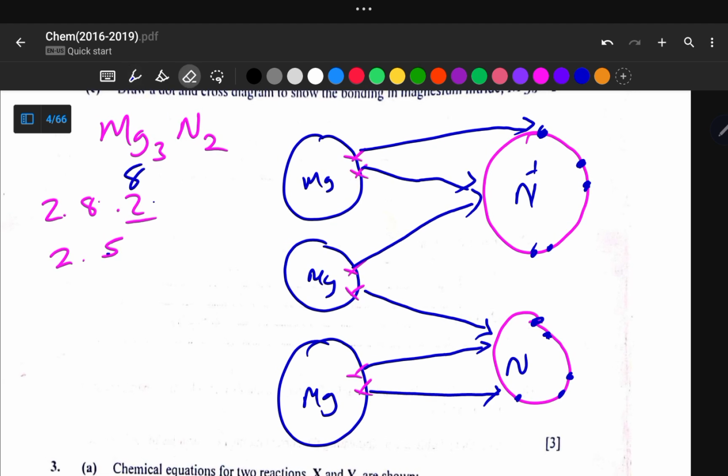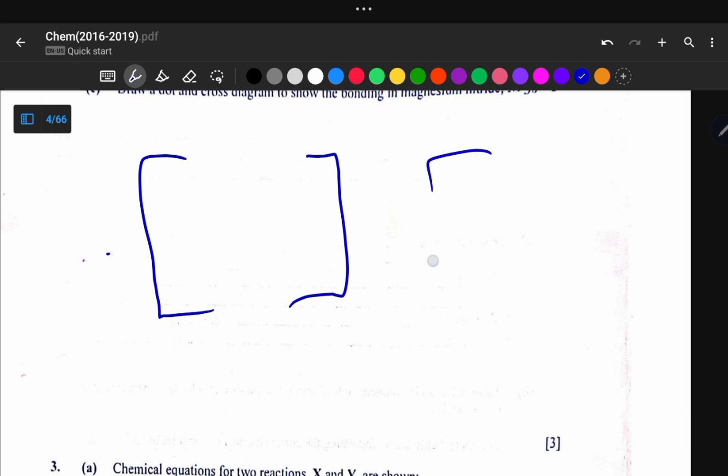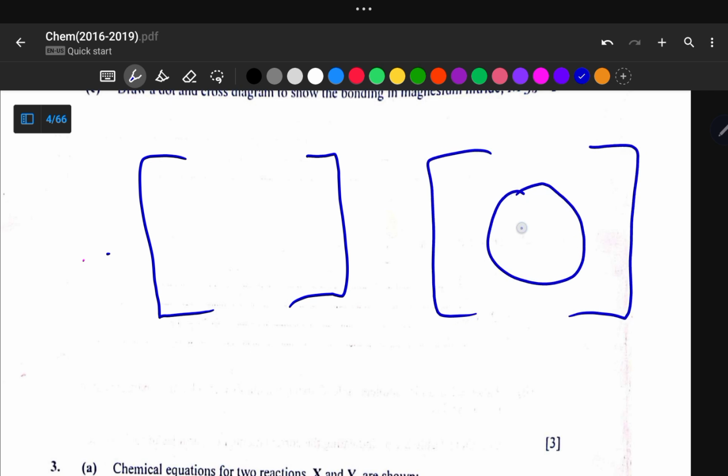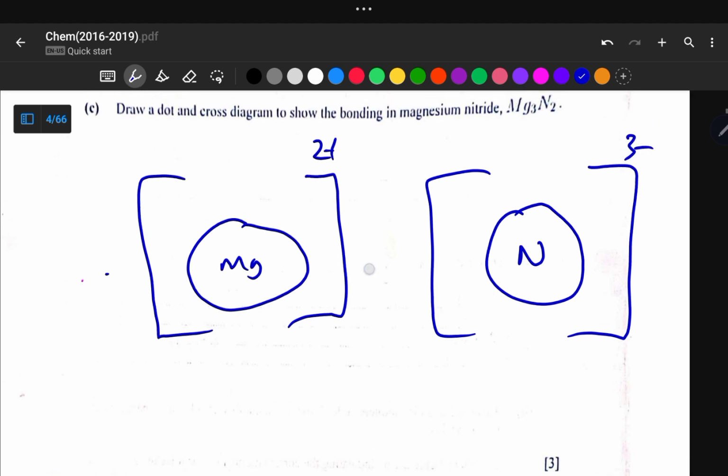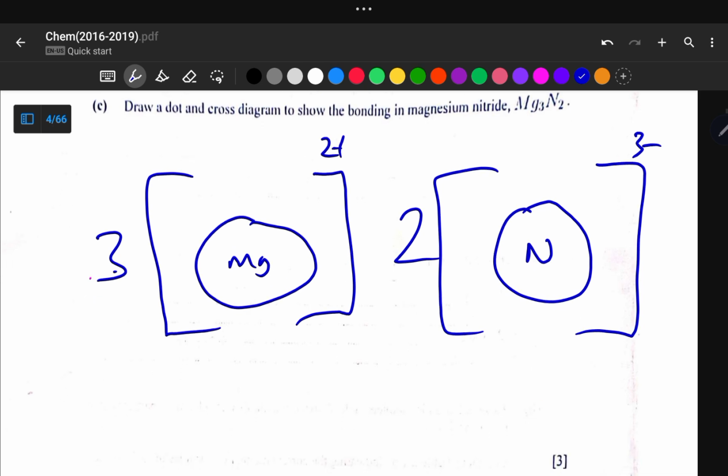So to answer this question, we now use the square diagrams. To write the square diagrams, so this one, and then this one. This one is for nitrogen. I'm only drawing the valence electrons, right? And then this one is for magnesium. Magnesium has the charge 2+, then this one 3-. And then we have got 3 magnesiums and then 2 nitrogen atoms. So 2, 2, 2, 2, 2.